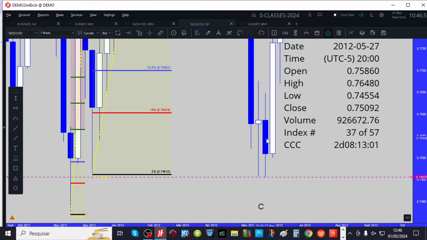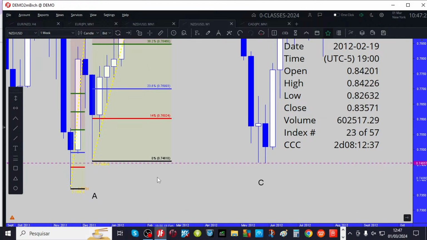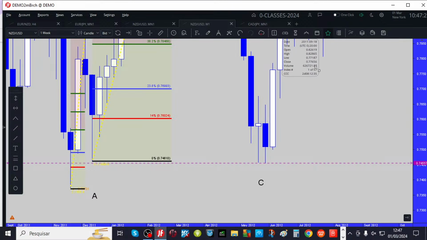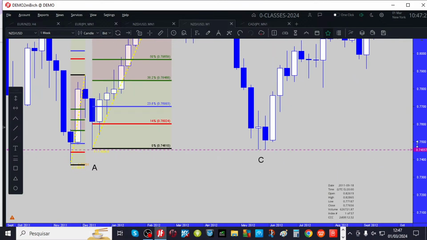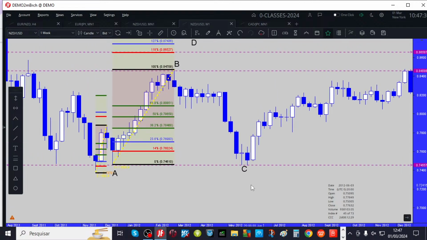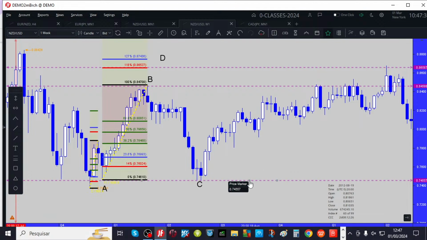74610. 7461. Low 7461. 745. Oh, 5. It broke. Thank you very much. It broke the A, everybody. Thanks for pointing out. So now that the market broke our A again, this Fibonacci is not valid anymore.